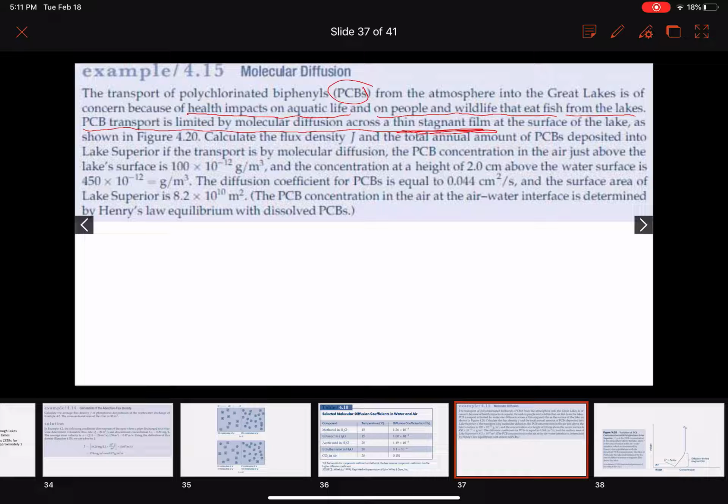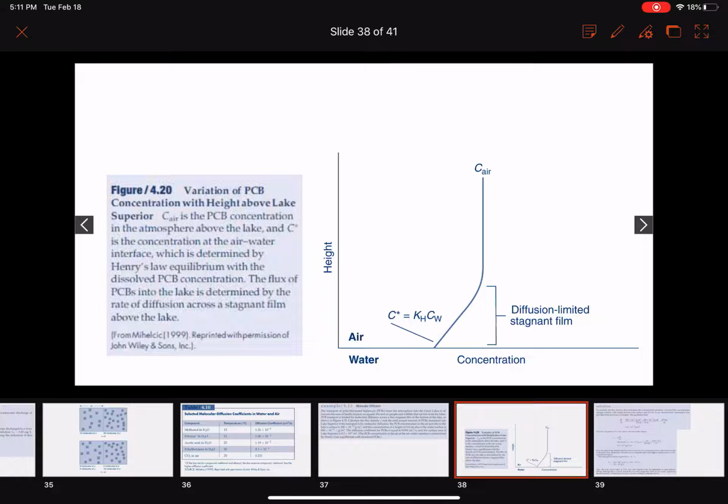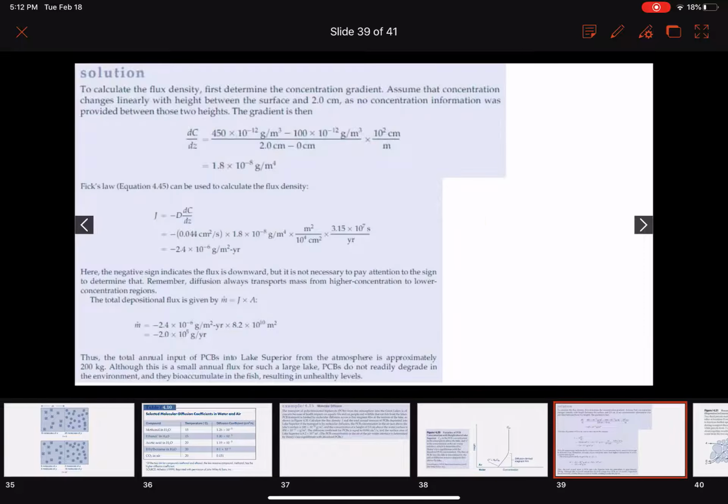As shown in figure 4.12, you can see the figure. This is the water. This is the partition between, this is the ocean. Here is the ocean. And this is the air. This is the surface of the ocean, and that's the air on top. And you can see that this is the stagnant film we're talking about. And then the concentration in air will be at that side. Okay?